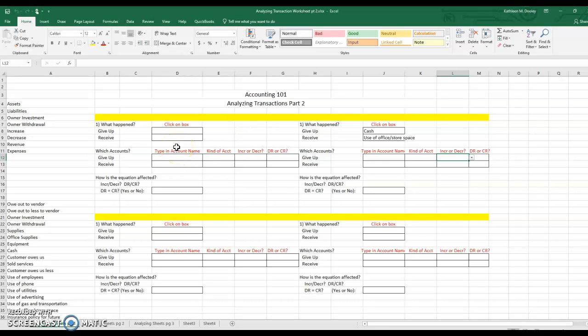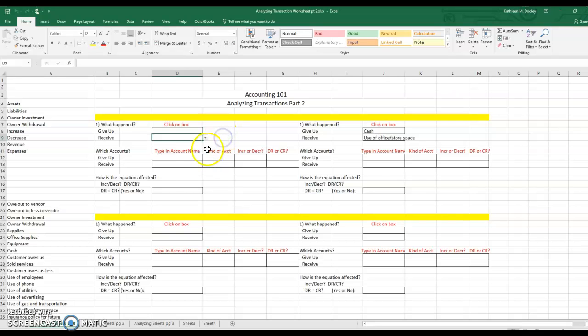Many of these things have a drop-down arrow box. So for what happened, our give up, once I click on there, has a drop-down arrow box. And you can choose amongst those things as to whatever it is we're giving up. Again, same thing for whatever we're receiving.